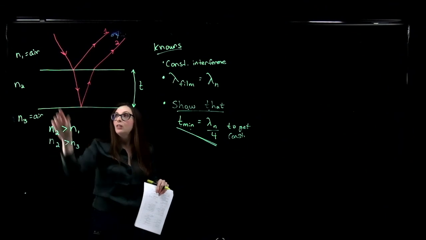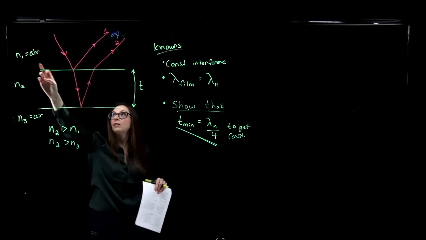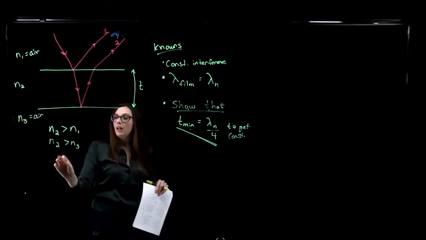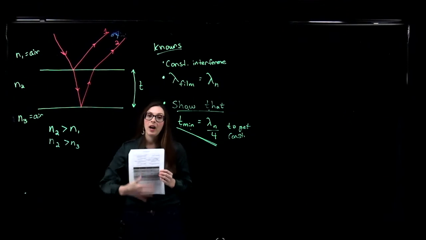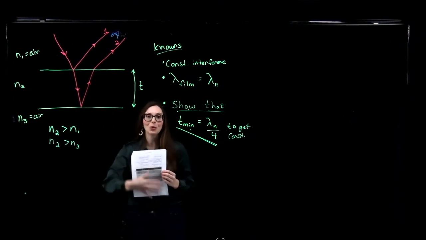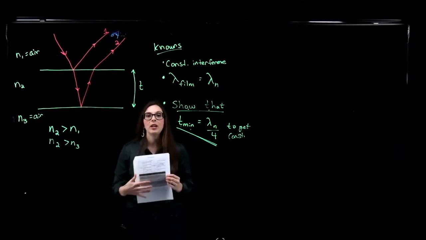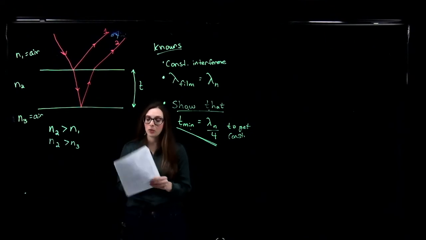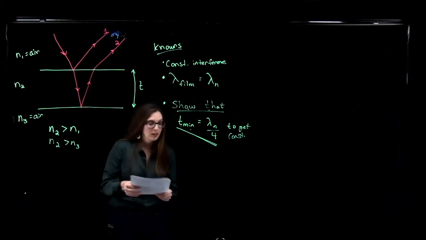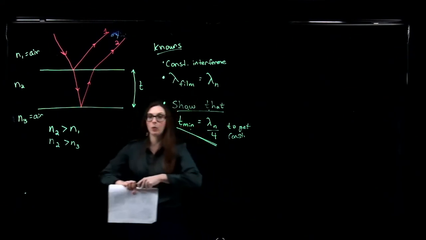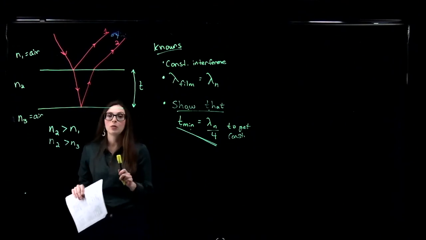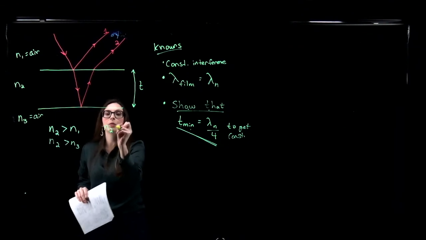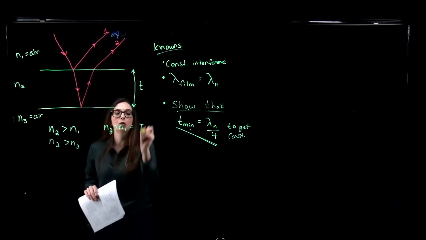Okay, so I know that N2 is greater than N1 because the index of refraction of air is 1. And N2 is greater than N3. Now let's utilize our thin film truth table in order to figure out which equation we are going to use in this case for constructive interference. So if we look at this, we see that the first column asks us, is N2 greater than N1? And in this case, N2 is greater than N1. So N2 greater than N1 is equal to true.